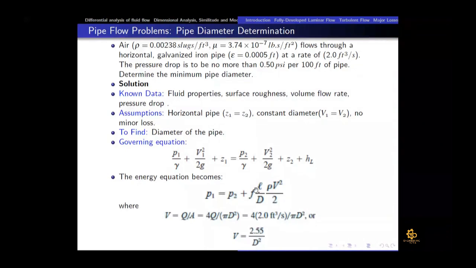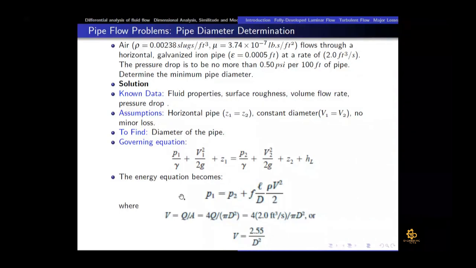Then this friction factor is also a function of diameter, because epsilon upon D is required to calculate the friction factor. And the second parameter which we need to calculate the friction factor is the Reynolds number, because if you remember the Moody chart, that is a function of Reynolds number as well as epsilon upon D value. So we can easily see that the problem becomes quite complex because we have got many more unknowns.